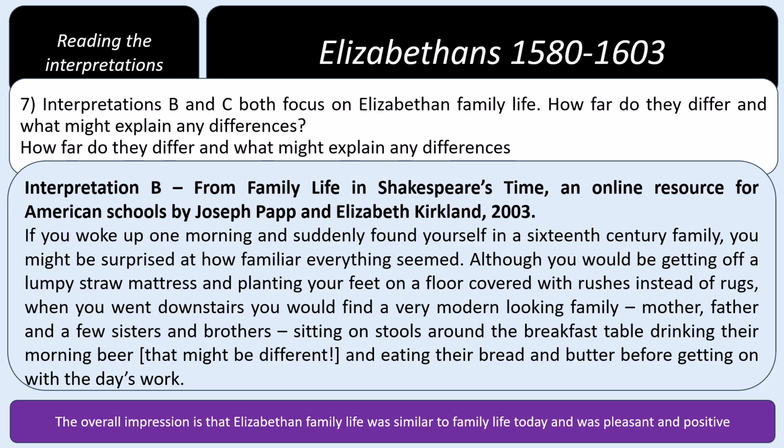Now you want to be thinking, what's the overall impression? Now this gives a fairly positive view of family life, making comparisons to what it's like today, giving that air of familiarity and comfort, for example. So they're trying to present Elizabethan family life as not much different from family life today. Let's have a look at interpretation C.